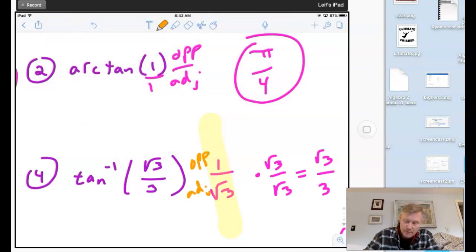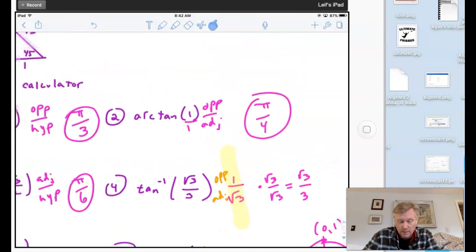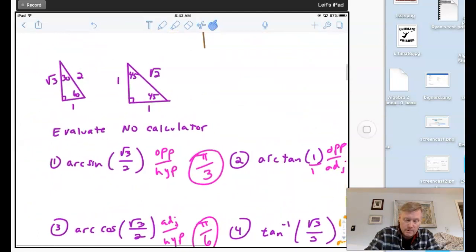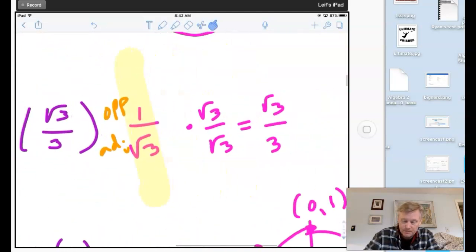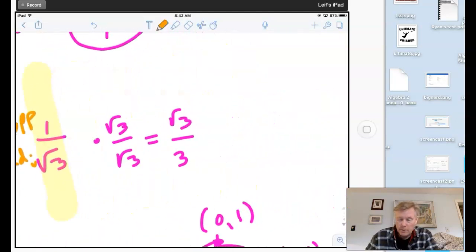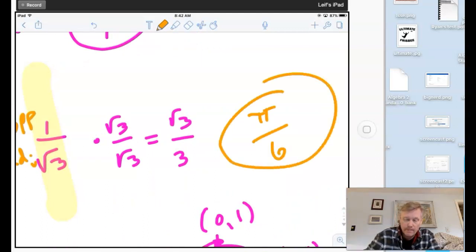So which angle is opposite the 1 and adjacent to the square root of 3? Opposite the 1, that's here. The 30 degrees is opposite the 1. So 30 degrees is my answer, but we got to put it into radians. 30 degrees in radians is pi over 6.